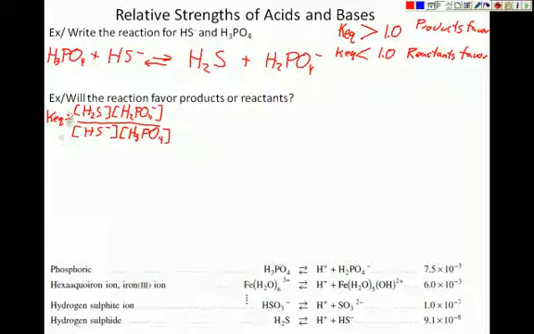Okay, so we still can't get a number out of this, and we weren't given any numbers, but what we're going to do is use this table right here and use some of these Ka values. So I'm just going to write down what phosphoric acid's Ka equals. The Ka for this H3PO4 equals the products, which is the concentration of H plus times the concentration of H2PO4 minus, divided by the concentration of H3PO4.